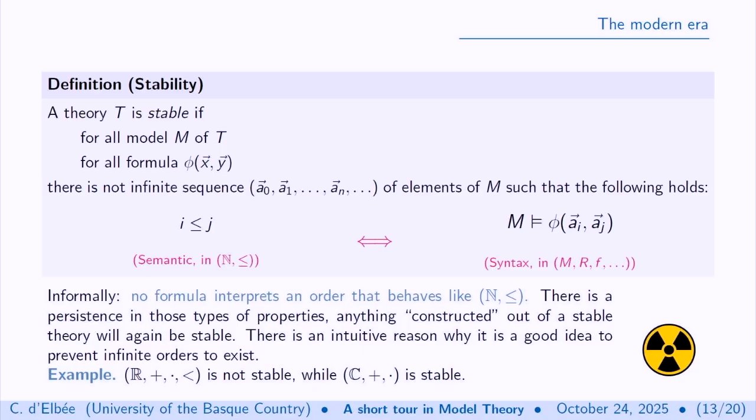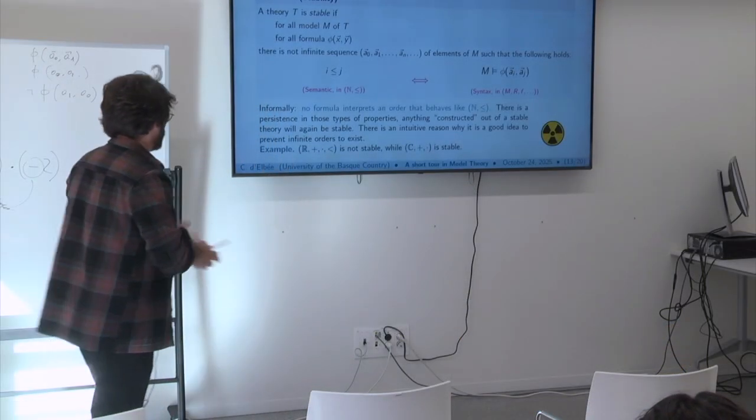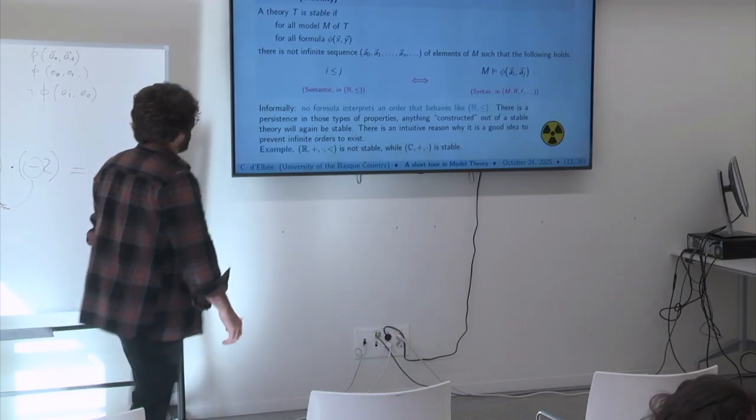Okay? And there is a persistence in those types of properties. So this is very important. Anything constructed out of a stable theory will again be stable, which was not the case for quantifier elimination. Okay, there is an intuitive reason why it's a good idea to prevent infinite orders to exist. I will not get too much into this.